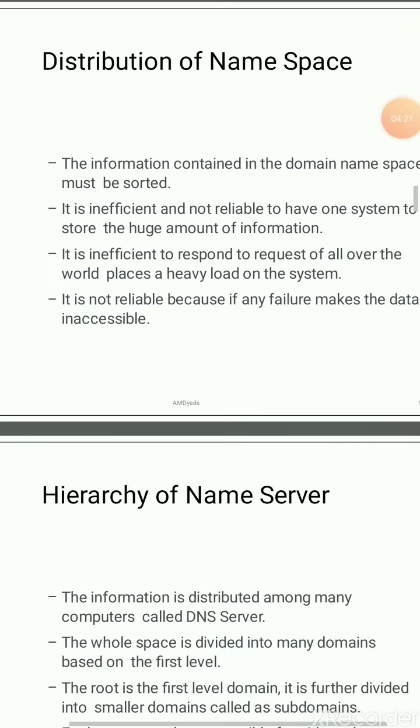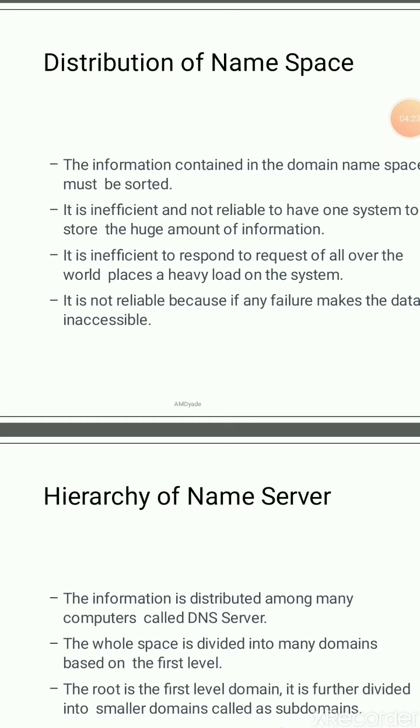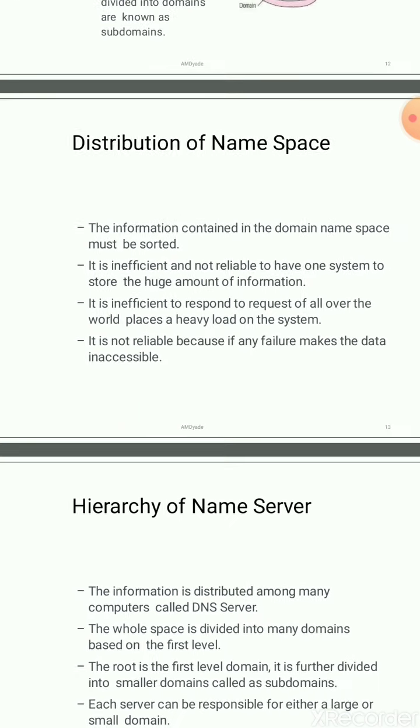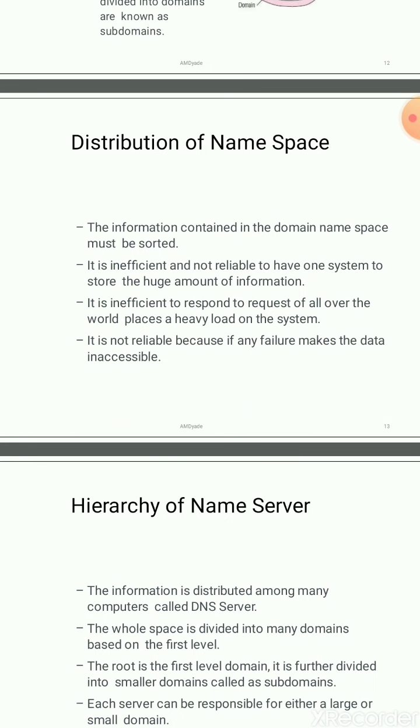What is next? Next is the distribution of namespace. What is the distribution of namespace? This concept is very simple: the names we define for particular websites are very huge in number. If you consider only our country, India, there are a lot of websites. Even we don't know about those website names and blog names, which are given a particular IP for a particular person.